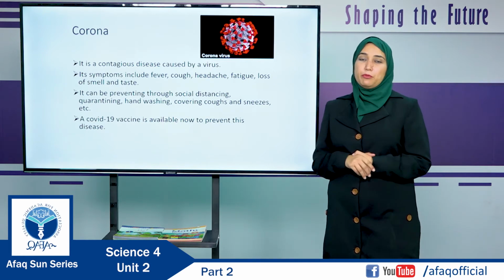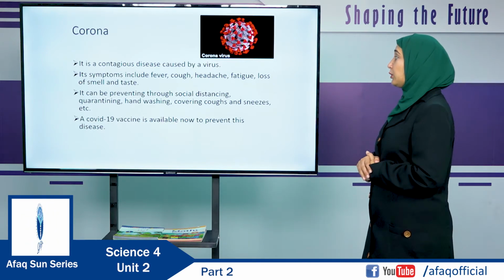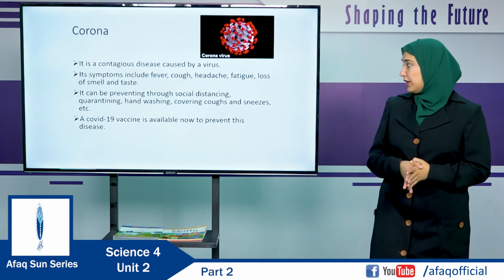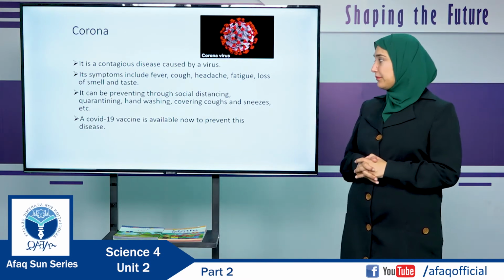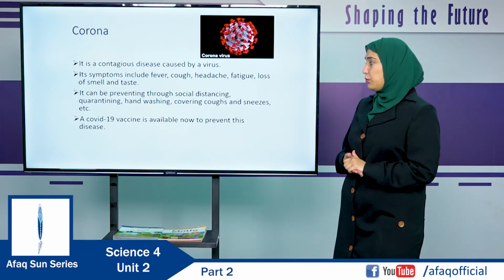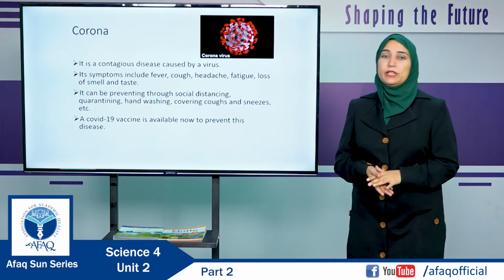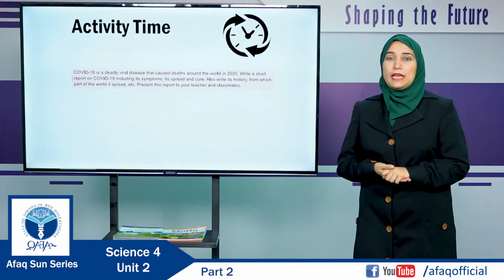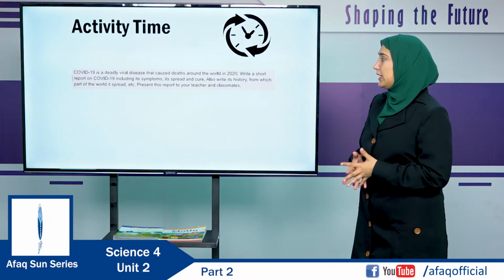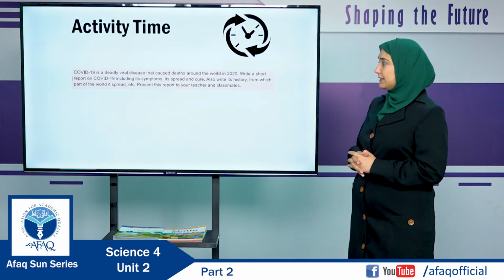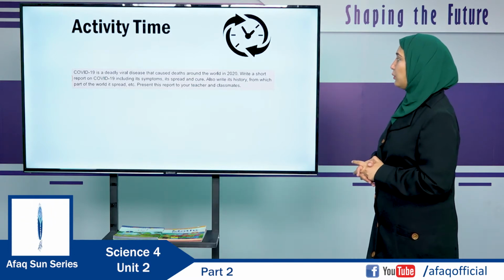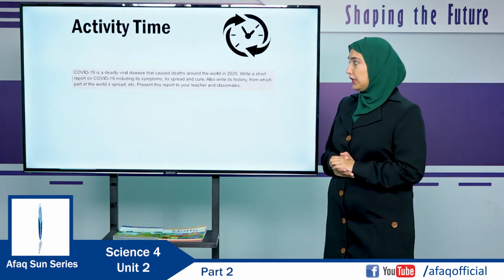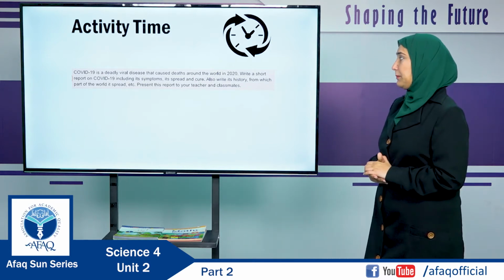And how can it be prevented? It can be prevented through social distancing, quarantining, hand washing, covering coughs and sneezes, etc. A COVID-19 vaccine is also available to prevent this disease. Now it's activity time. Now read the statement. COVID-19 is a deadly viral disease that causes death around the world in 2020. Write a short report on COVID-19 including its symptoms, its spread and cure.